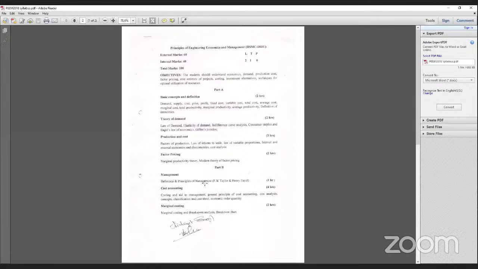The break-even point, beta, is that point at which there is no profit and no loss to the organization. If we sell less than the break-even point, that will give you loss. More than the break-even point, that will give you profits.